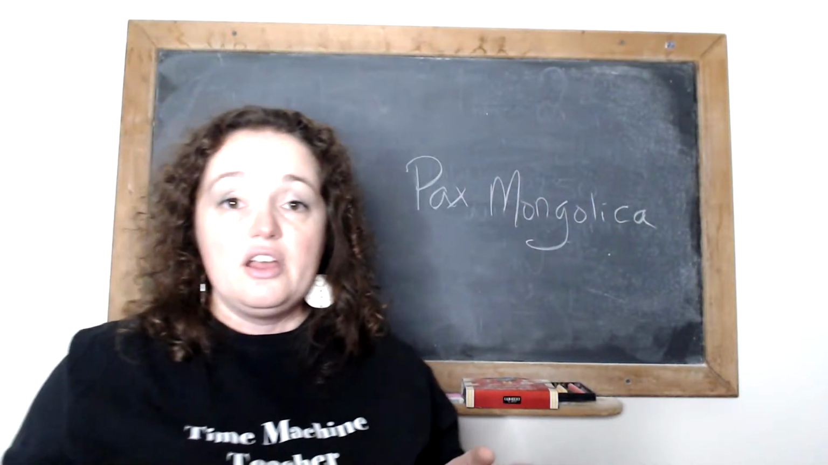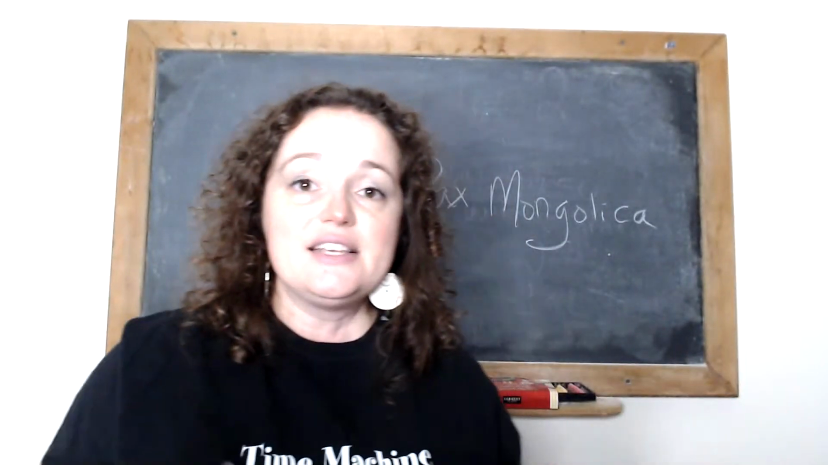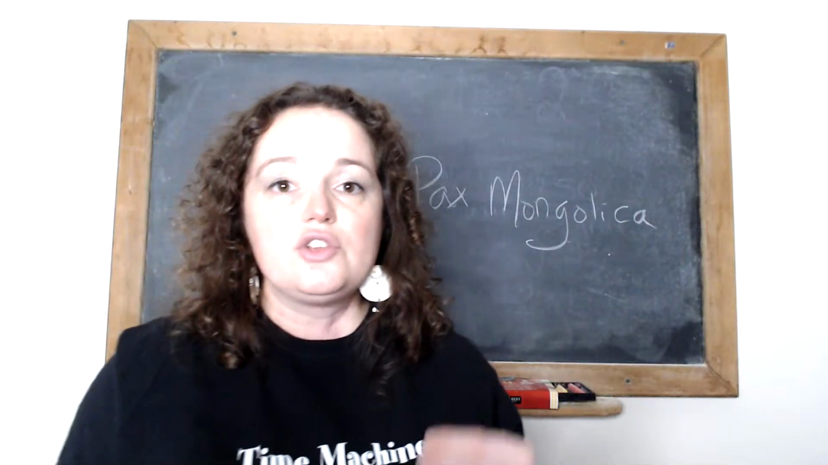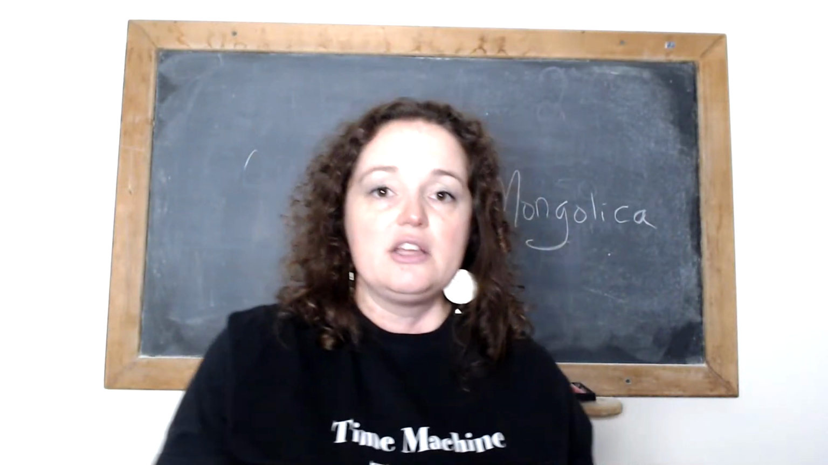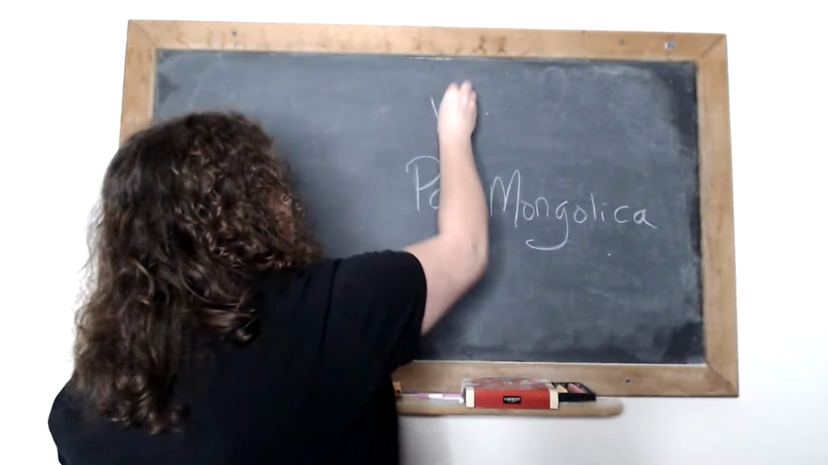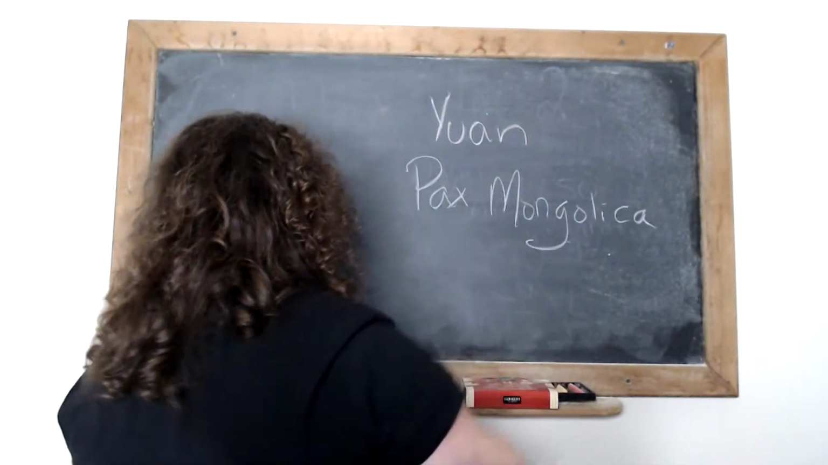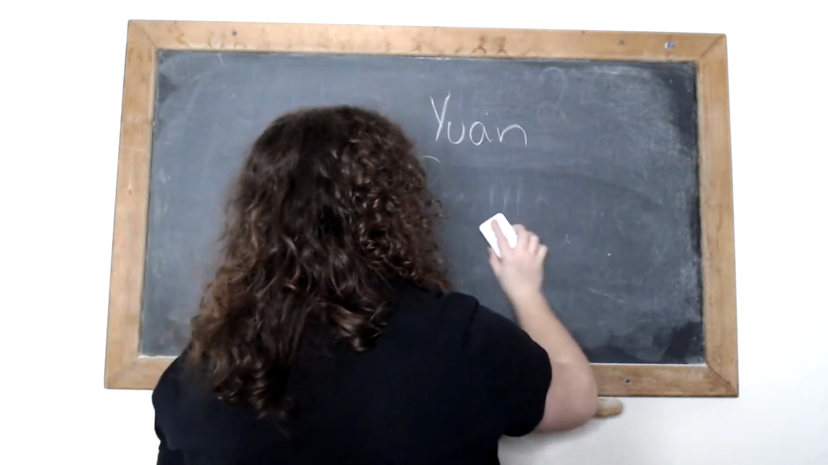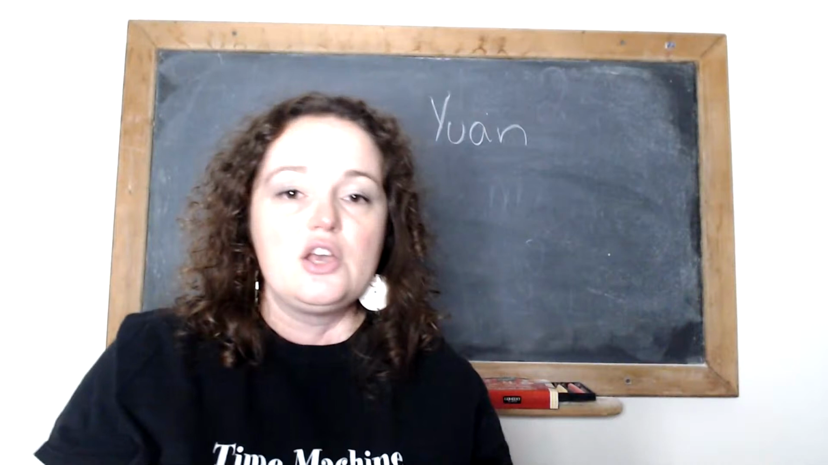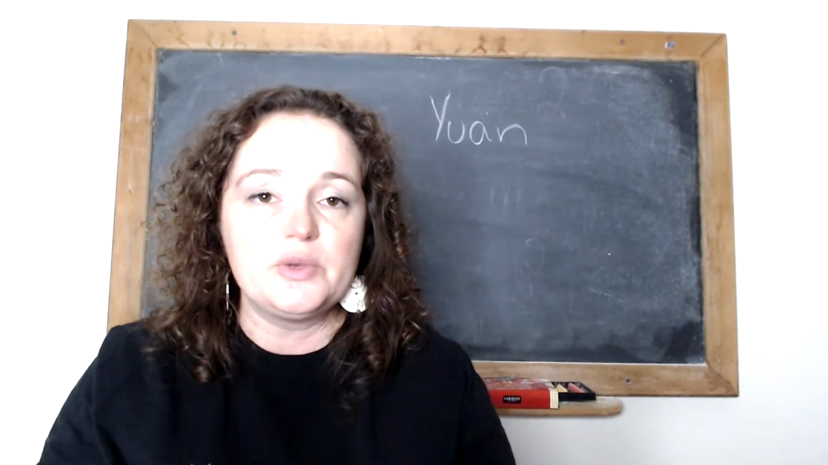Okay, now, after Genghis Khan dies, his empire continues through his grandsons and sons. So let's talk about China real quick. China would be the Yuan Dynasty, and that's spelled like this. And it is headed by his grandson, Kublai Khan.